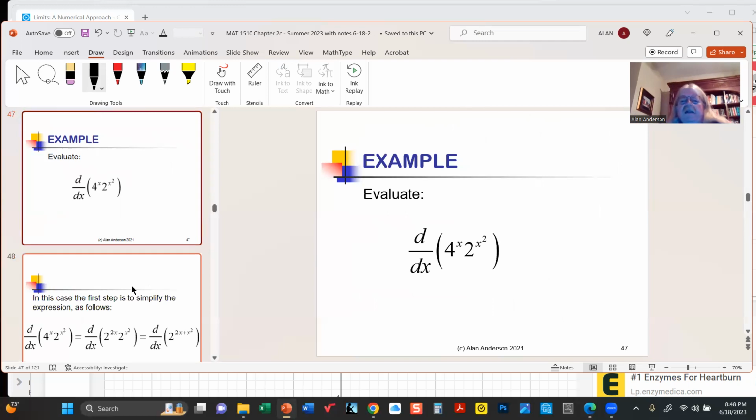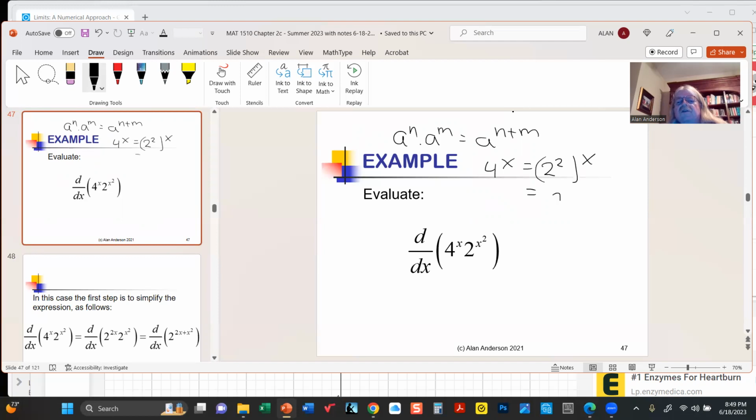Now, this at first glance appears to be a product rule, but that's not necessarily true, because we know that a to the n times a to the m equals a to the n plus m, because they're the same base. We don't have that here, but actually we do. 4 to the x could be written as 2 squared to the x power, which is 2 to the 2x power. So you've actually got d dx, 2 to the 2x times 2 to the x squared. And now I can simply add those exponents.